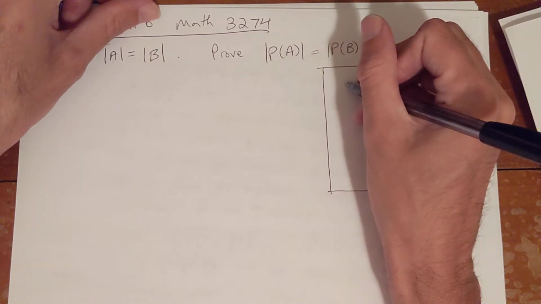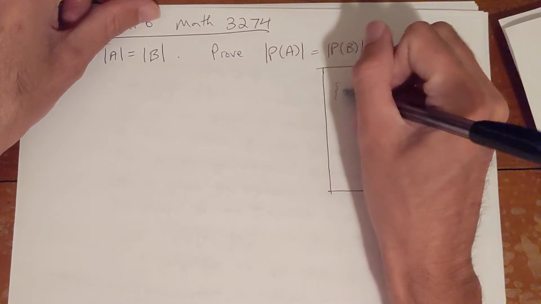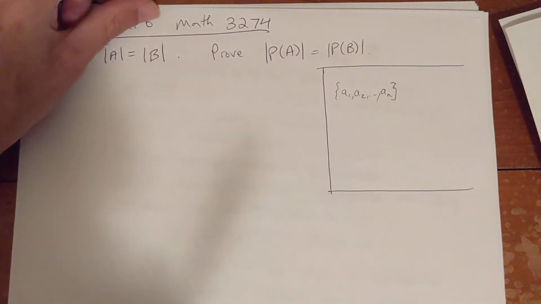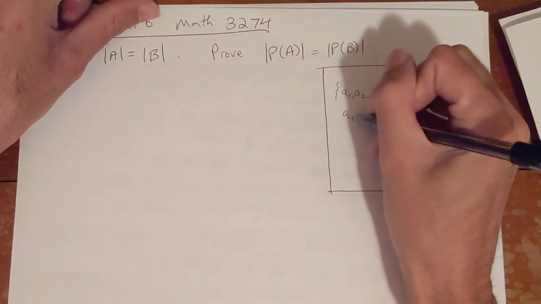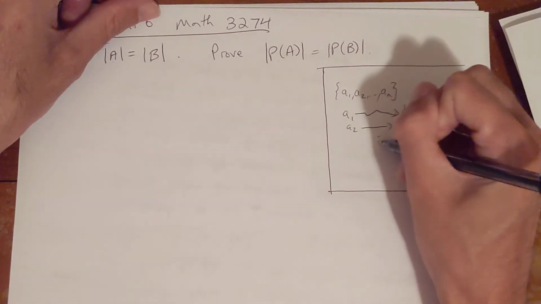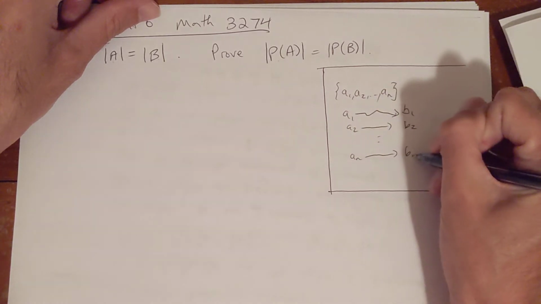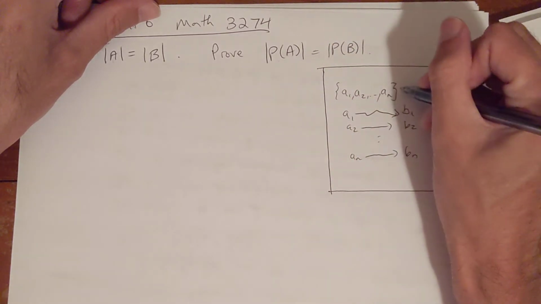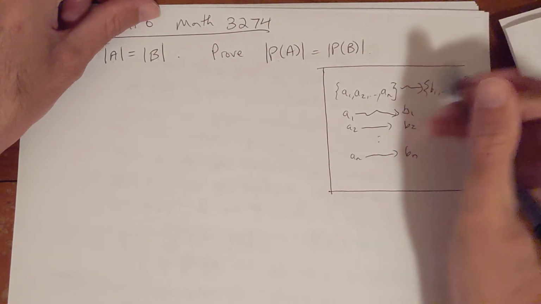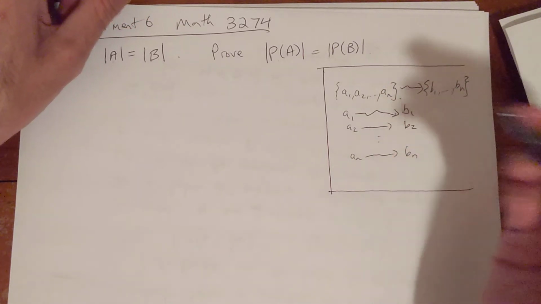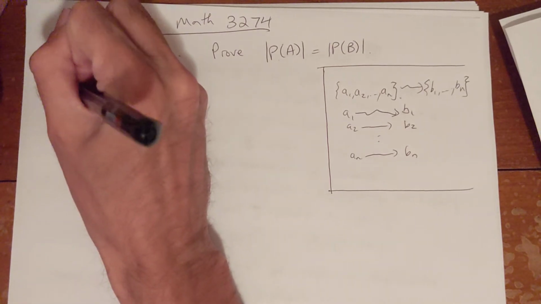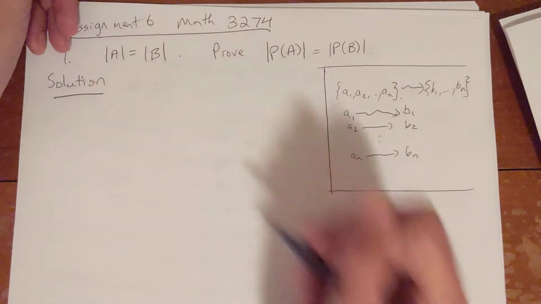So, I have some subset of A, right? And I know that A1 corresponds to B1, A2 corresponds to B2, and so on. And then if I put these all together, let's just make this set correspond to this set. Okay, that's just a rough idea, I guess.